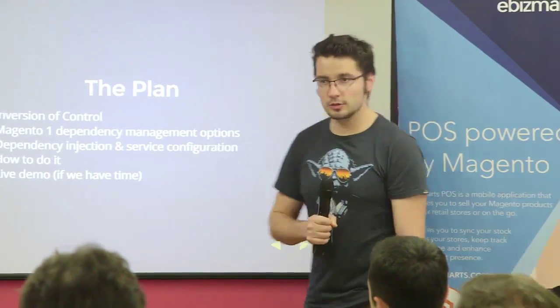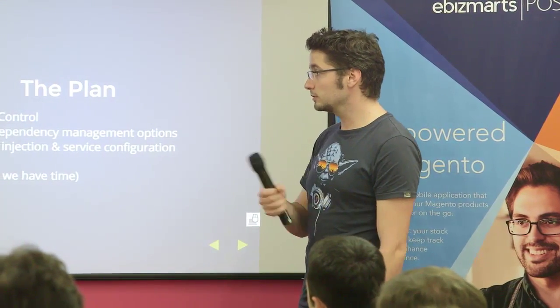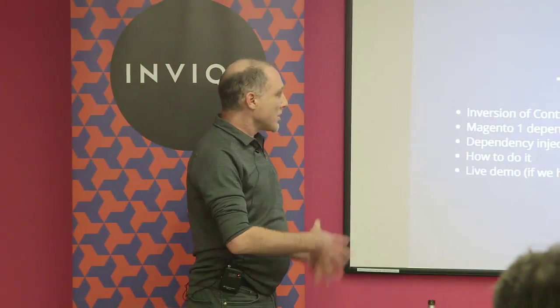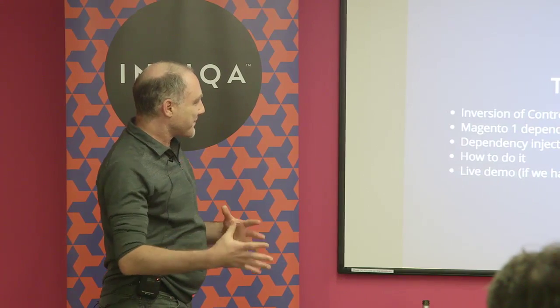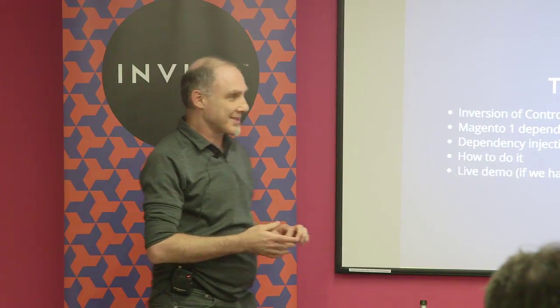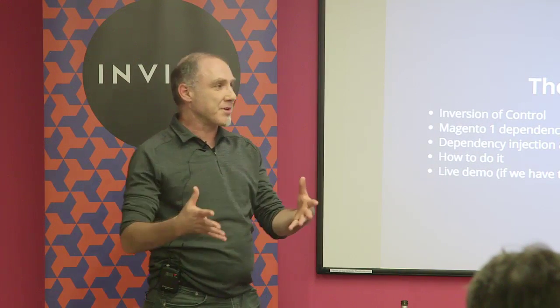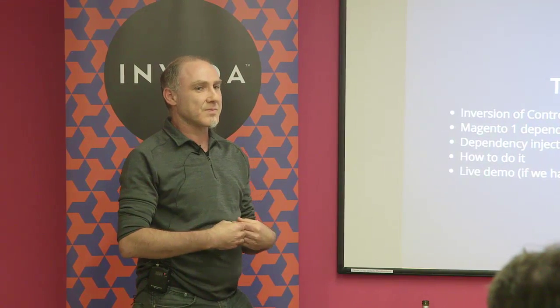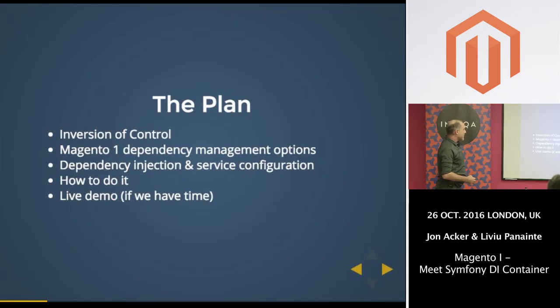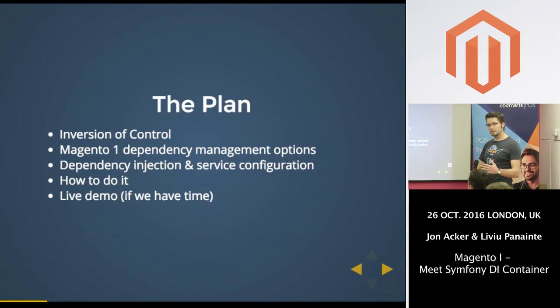So the plan for today is to talk a little bit about inversion of control. John, can you tell us anything about that? Well, we'll get more into that in a moment, but suffice to say, inversion of control is a way of getting your classes to be provided with their dependencies instead of having to ask for them. Then we're going to talk about what options we have in Magento I for managing dependencies, what is one of the better options for injecting your dependencies, how we define services and how we configure them.